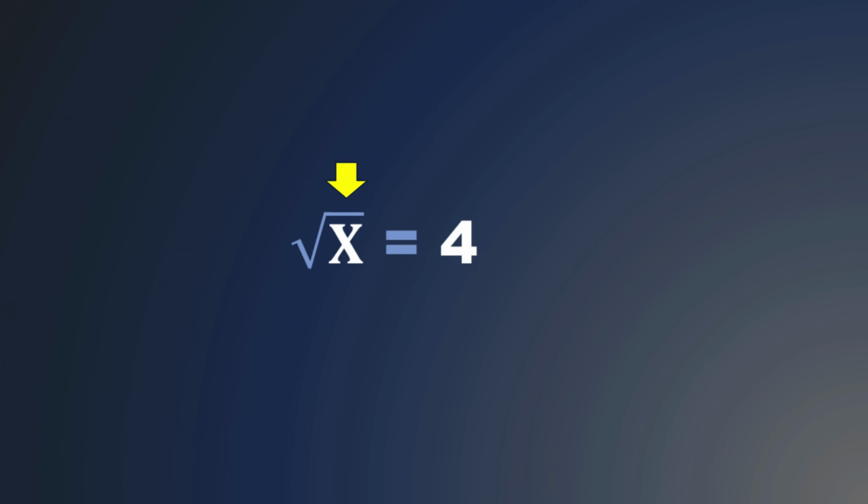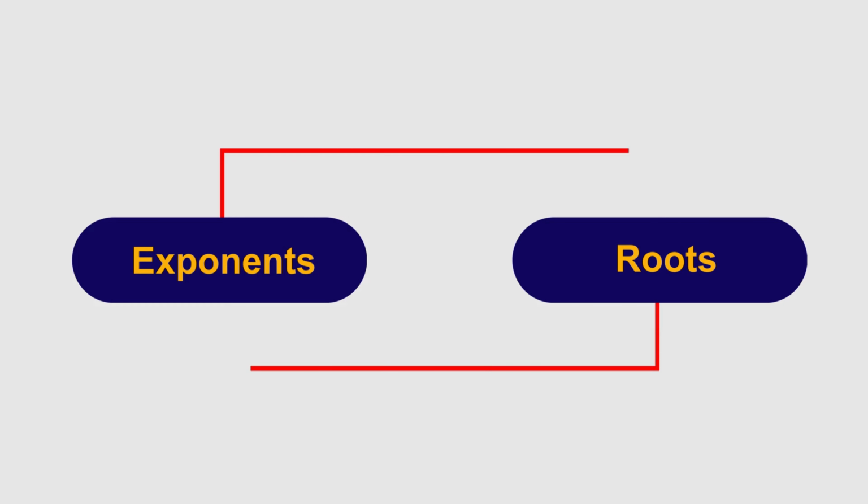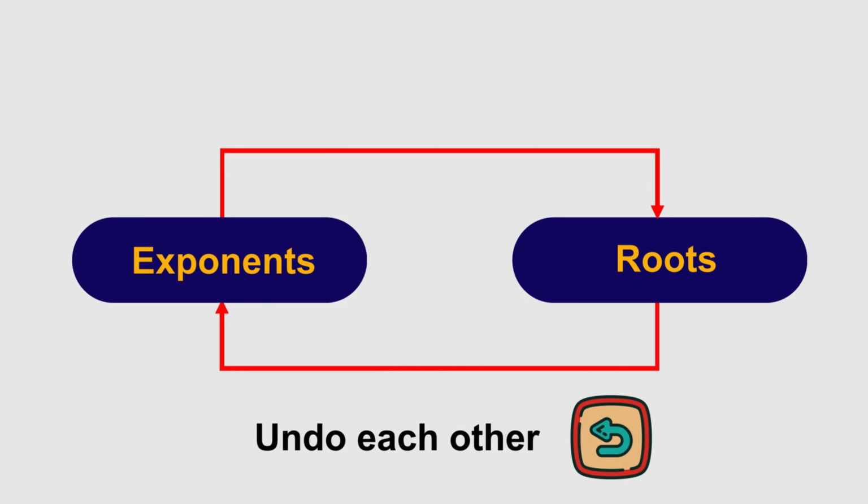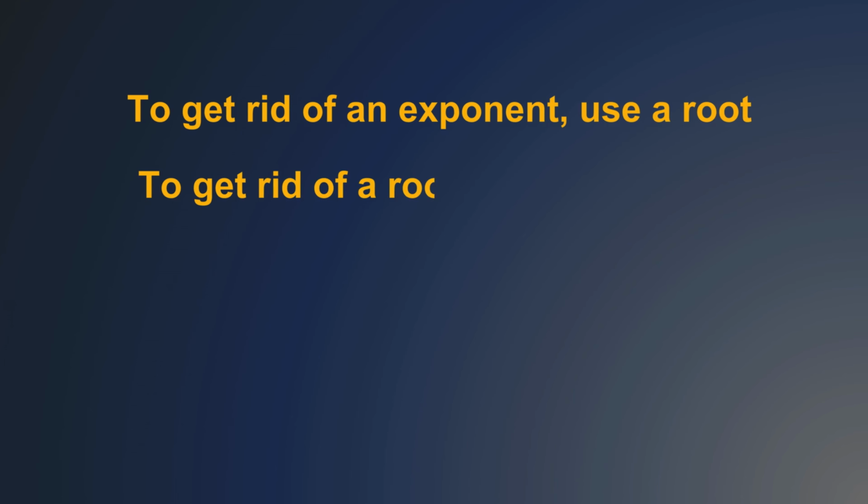In this case, we need to isolate the x from the square root operator sign. But how do we do that? Now, here's something really important to remember. Exponents and roots are inverse operations. That means they undo each other. If we want to get rid of an exponent, we use a root. And if we want to get rid of a root, we use an exponent.